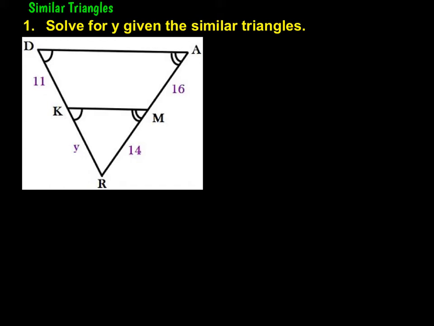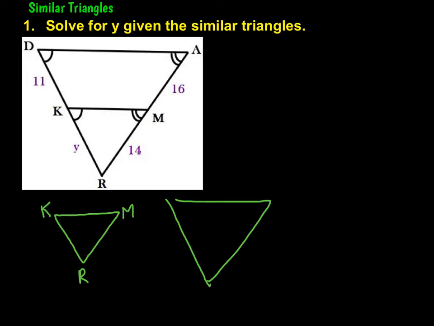So I'll go ahead and draw the smaller triangle first, which is KRM. And then I'll draw the bigger triangle, and that's going to be triangle DAR. Okay, now we need to label the side lengths so that we'll know which numbers to use for our proportion.